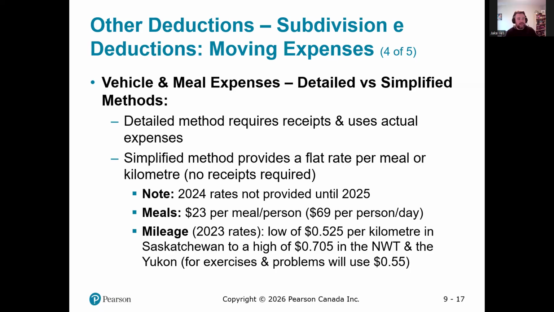In my work in public accounting, we almost always took the simplified method, $23 per meal per person, 3 times a day, and a rate of 55 cents is a pretty good rate that generally covers the actual amounts people paid. Although we would go through the receipts, we did find that the simplified method was either a good approximation or often slightly above what the detailed method gave us. So we would often opt to use the simplified method.